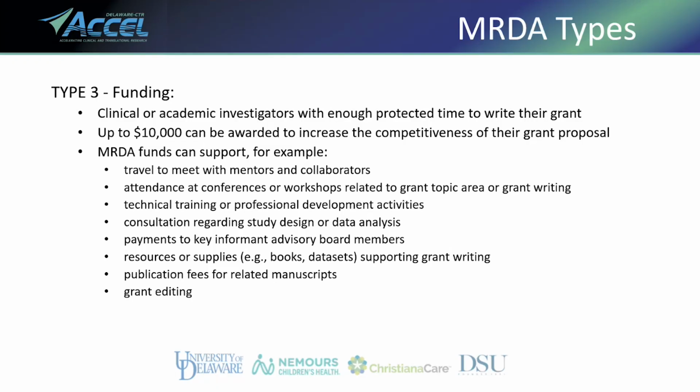It could be payments to key informant advisory board members, so community partners, to help pay them to develop the proposal. It could be resources or supplies that would support grant writing. It could be publication fees for related manuscripts, again, to improve the biosketch of the applicant. It could also be used for grant editing. So this is not an exhaustive list, but it's a list of many different ways in which that funding, that $10,000, could be used to enhance a grant application.